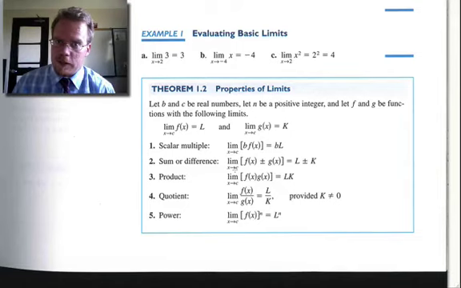So like we said last night, tonight we'll be looking at how to find the limit using the analytical approach.